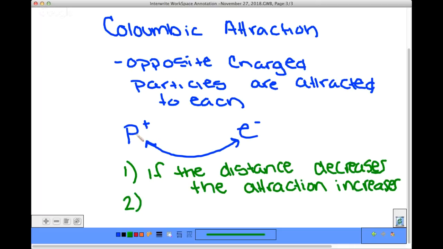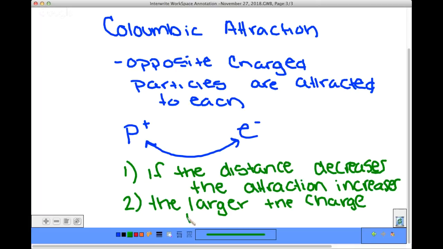The second thing is the magnitude of the charge. The magnitude means how much positive there is. So is there a lot of protons? Is there not as many protons? So the larger the charge, the greater the attraction.